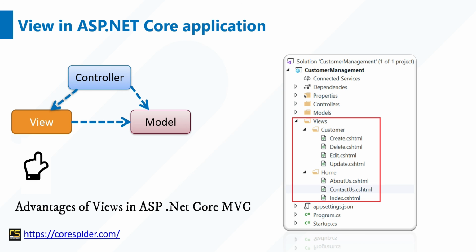Let's discuss what the advantages of using views in ASP.NET Core MVC are. The views in an MVC application provide separation of concerns. They separate the user interface from the business logic, or you can say from the rest of the application. ASP.NET Core MVC views use Razor syntax, which makes it easy to switch between HTML markup and C# code. The common or repetitive aspects of the application user interface can be easily reused between views using layouts and shared directives or partial views.